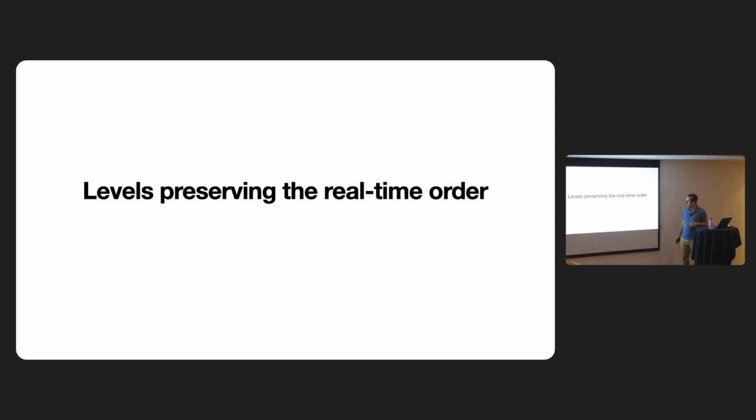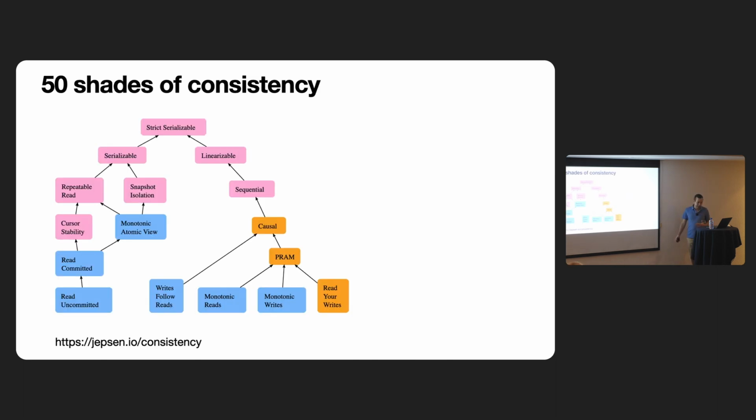So I'm going to talk about some stronger levels that preserve the real-time order, which are more like analogs of linearizability, where you actually do care about the order between operations. I made this joke about 50 shades of consistency. Now, probably it's not a joke. There are probably 50, especially if you start going into the details about ordered transactions or how you combine things, right? So here is one more.